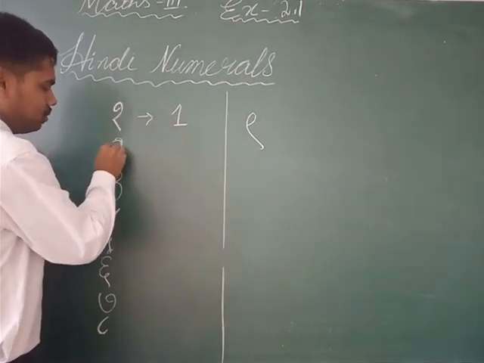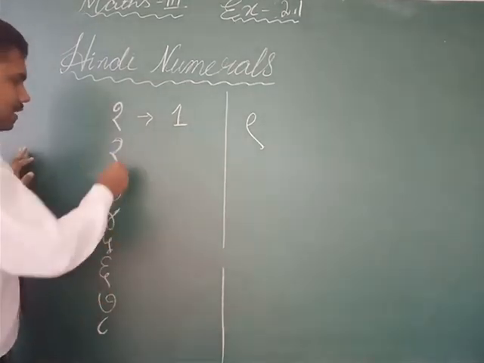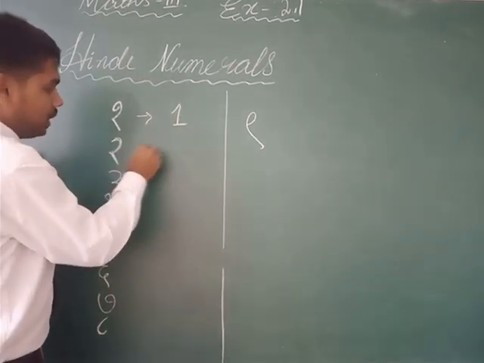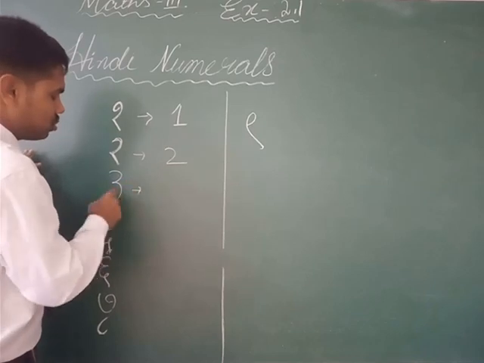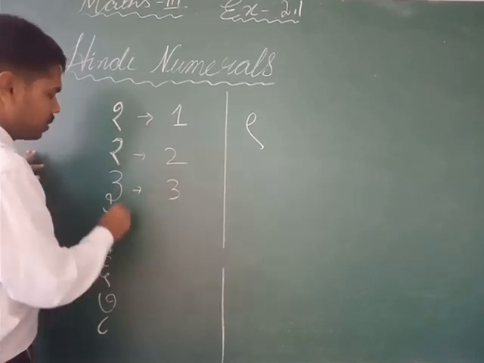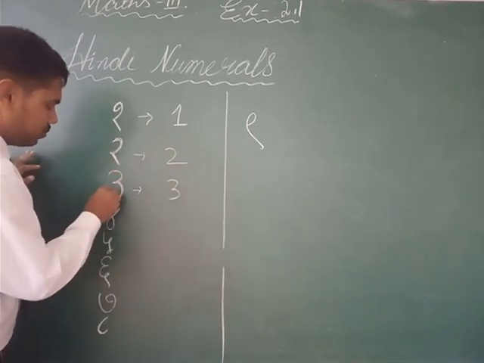2 is slightly like 1, and 2 is slightly easy. So 2 is like 2 only. Okay, 3 is also mostly like 3 only. This is the 3 which we used to write.